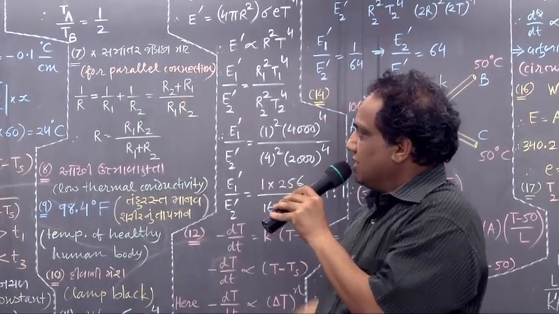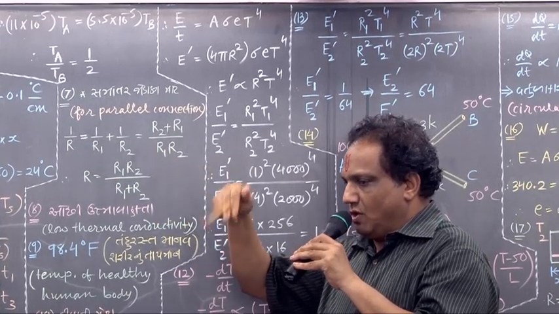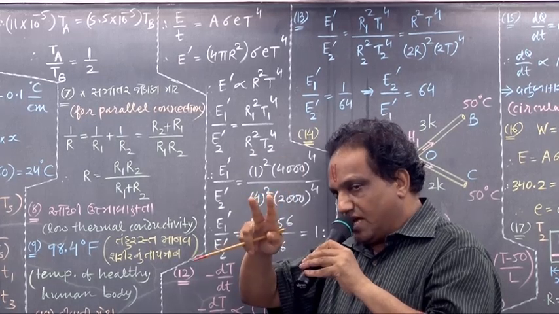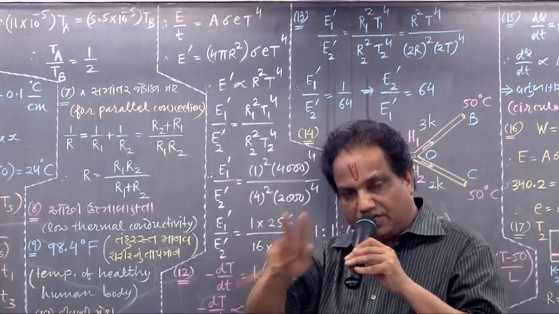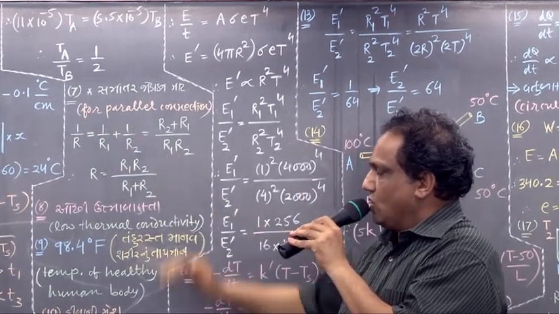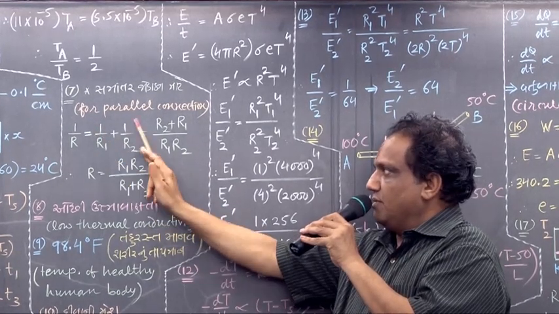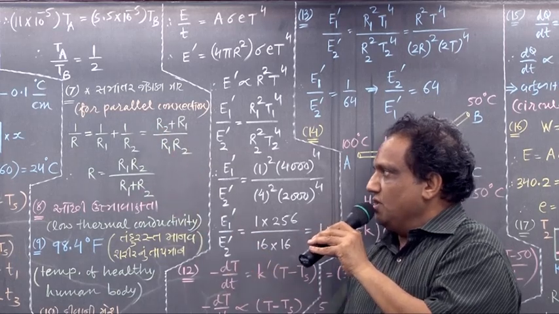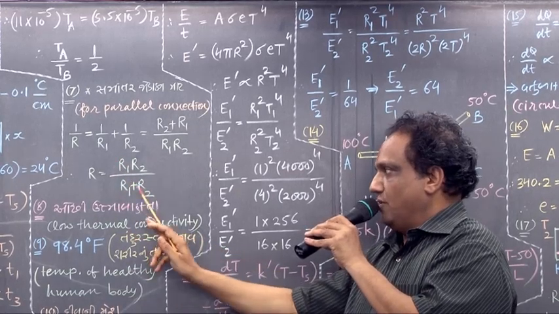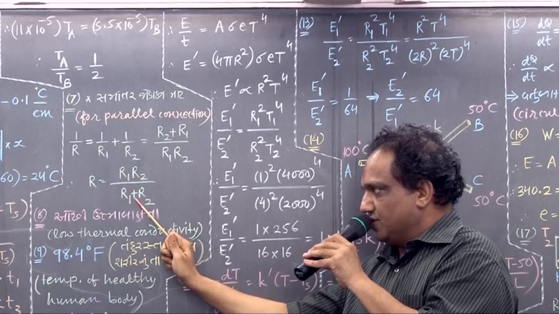For parallel connection, remember this law. 1 upon R equals 1 upon R1 plus 1 upon R2 plus dash plus 1 upon Rn. But right now only 2 slabs or 2 rods are connected in parallel. So you must write up to the second term only. 1 upon R equals 1 upon R1 plus 1 upon R2. Take LCM R1 into R2. Multiply here by R2 and here by R1. R2 plus R1 upon R1 R2. Take reciprocal. So R will be how much? R1 R2 upon R1 plus R2. Here it is multiplication and here it is addition.